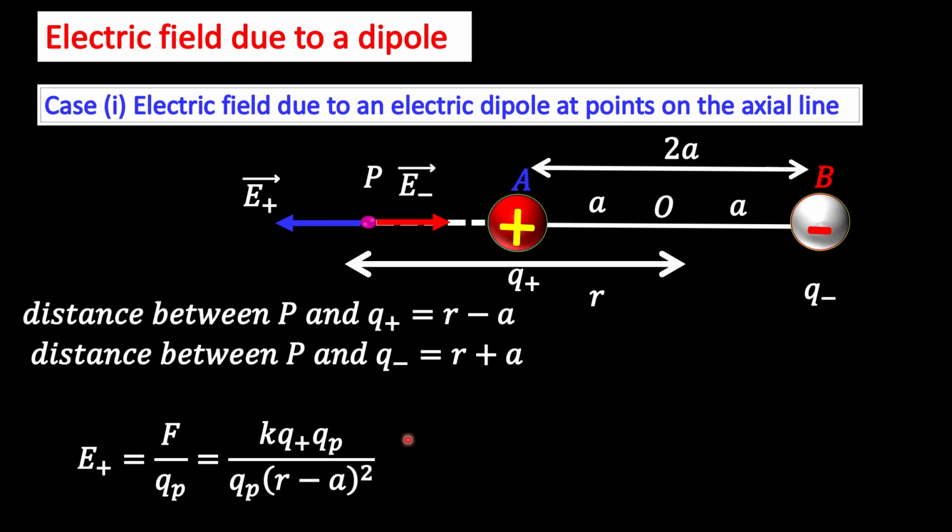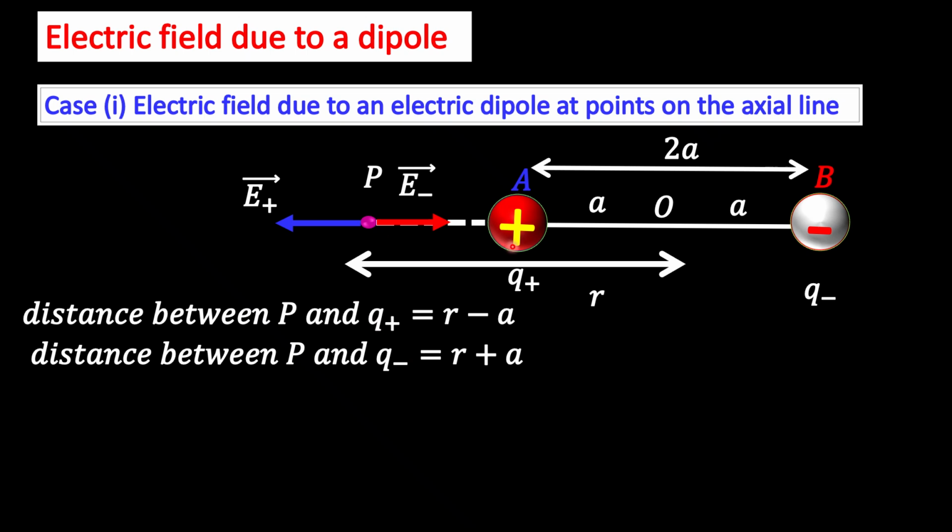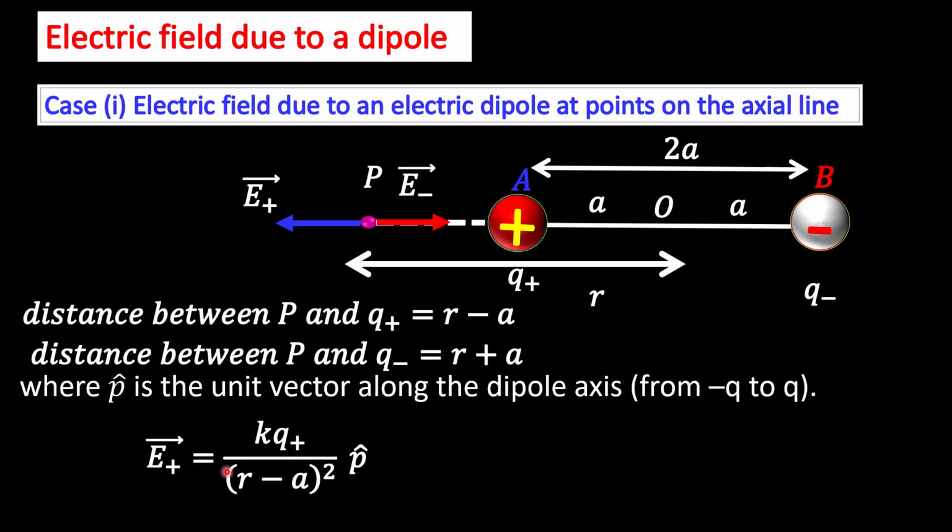Cancelling this Q P in both numerator and denominator, we get the electric field vector E plus vector at point P due to the positive charge. That is, E plus vector is equal to K into Q plus divided by r minus a whole square into p cap, where p cap is the unit vector along the dipole axis from negative to positive charge.